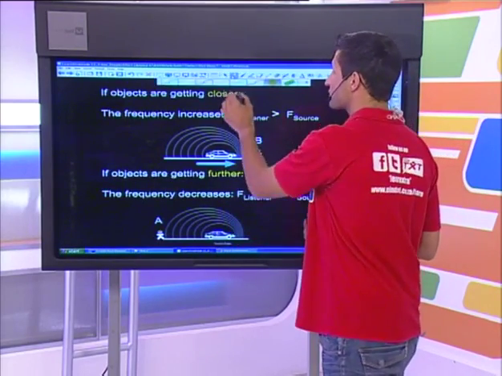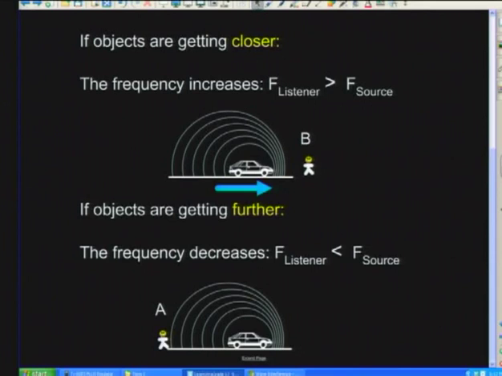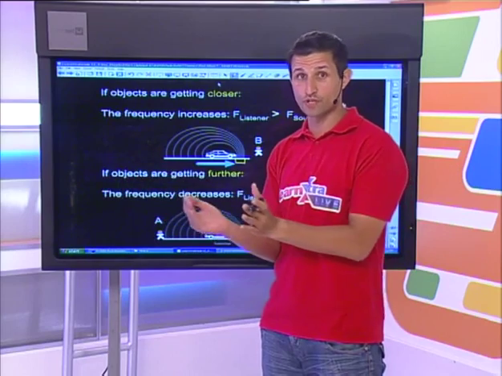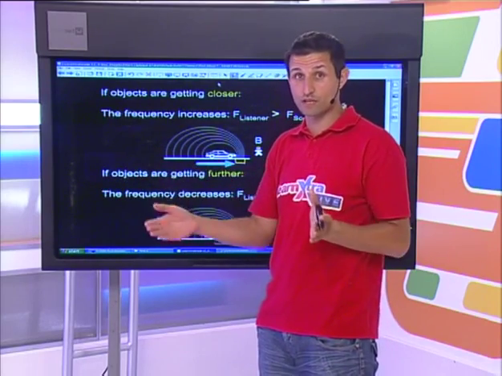So if you were in position B over here, so we've got position B, this is you, busy listening, waiting for the car to approach you. What you should notice is that we've got a shortening of the wavelengths here, a squishing up. So the car is actually squashing its own waves, making them shorter, making the distance between them shorter.